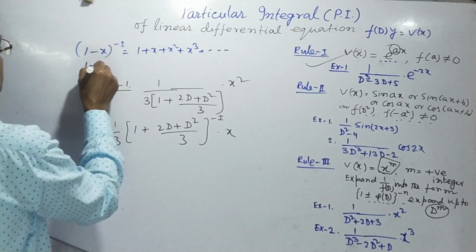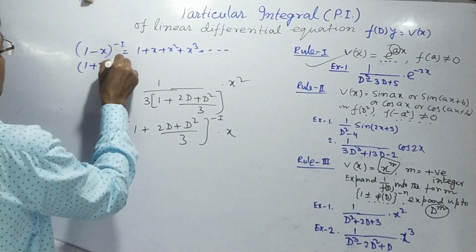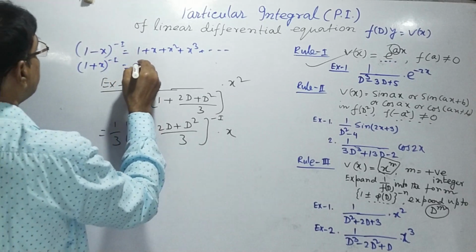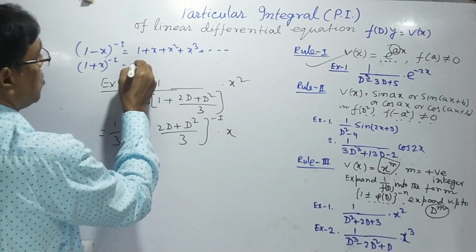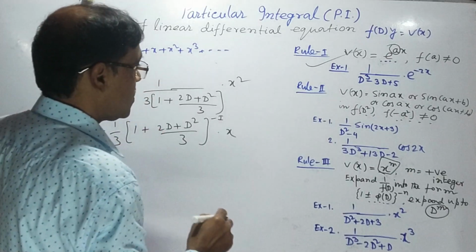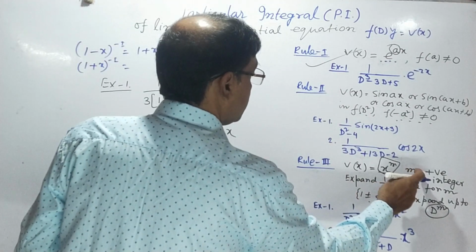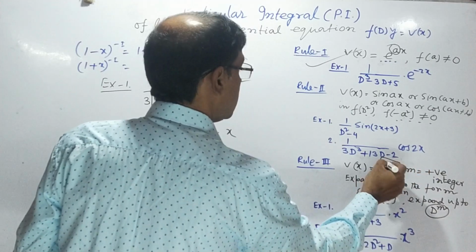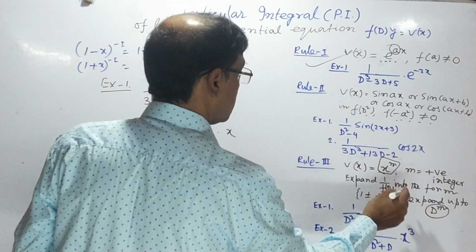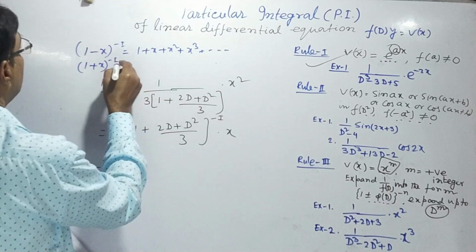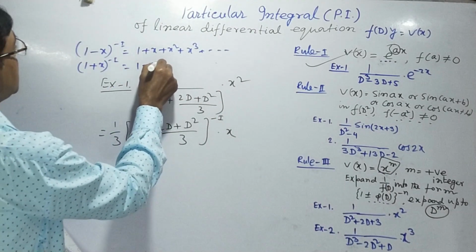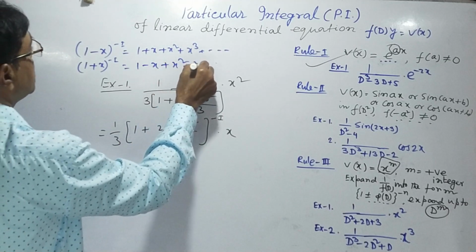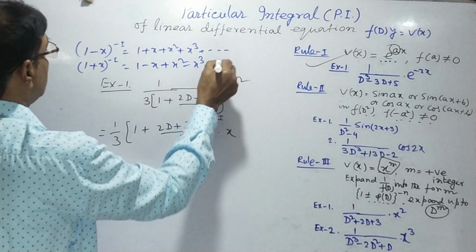1 plus x to the power minus 1, that is equals, for a negative integer power, the signs alternate plus and minus: 1 minus x plus x square minus x cube plus and so on.